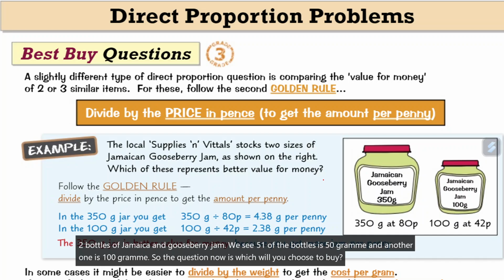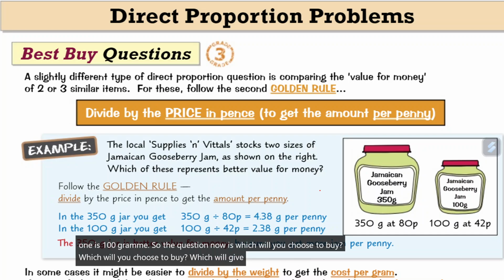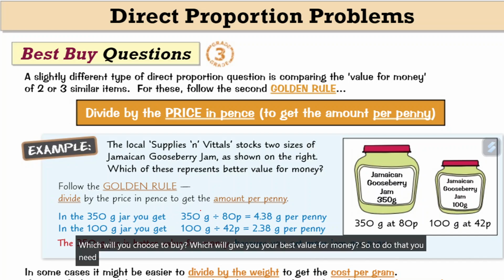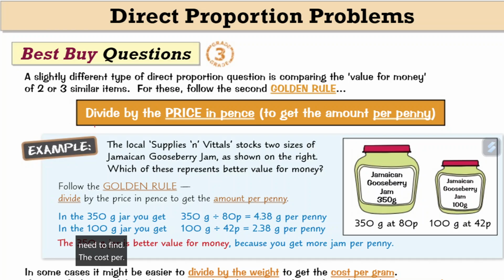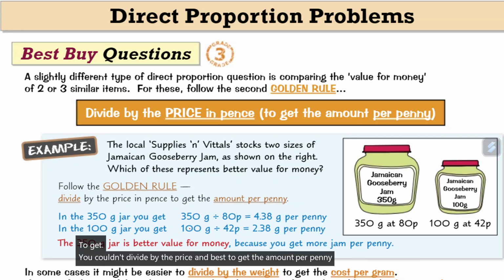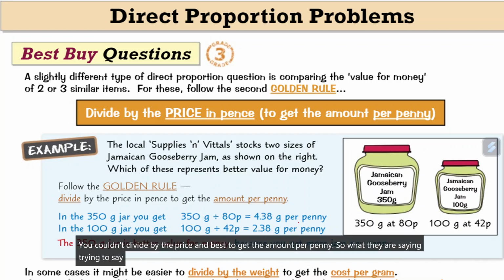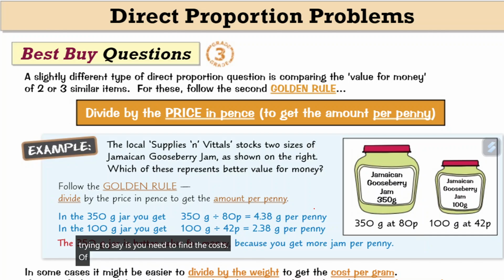Which will give you your best value for money? So to do that, you need to find the cost per gram, you're going to divide by the price in pence to get the amount per penny. So what they are trying to say is, you need to find the cost of each gram per penny.